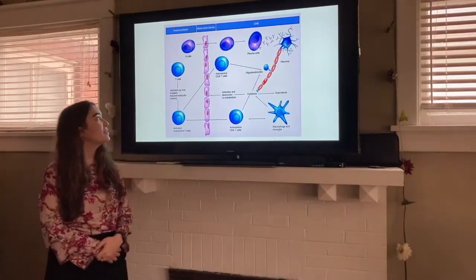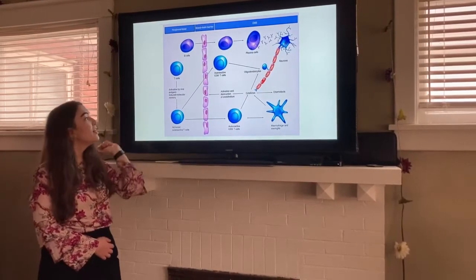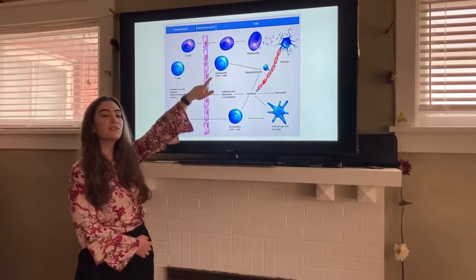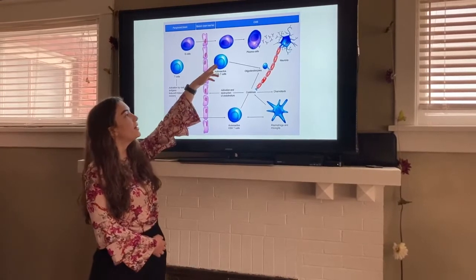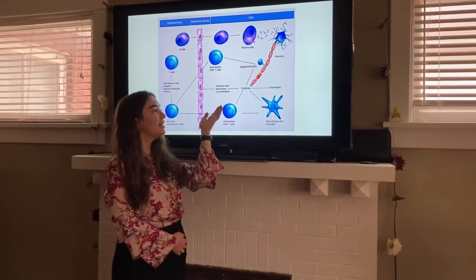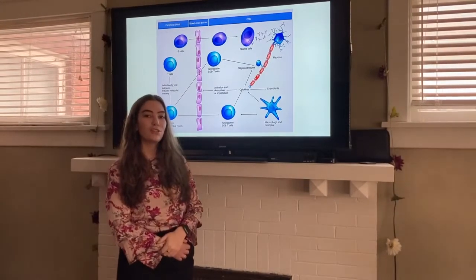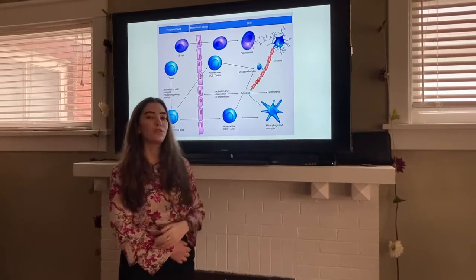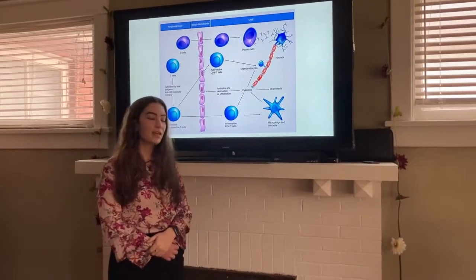Another cell we're going to see involved here are the T cells. They're going to be activated into these autoreactive CD8 T cells. These go through the blood-brain barrier and stimulate an inflammatory response through releasing cytokines, which cause inflammation in the central nervous system. They're also going to attack the oligodendrocytes, which are responsible for producing the myelin that protects the nerve.